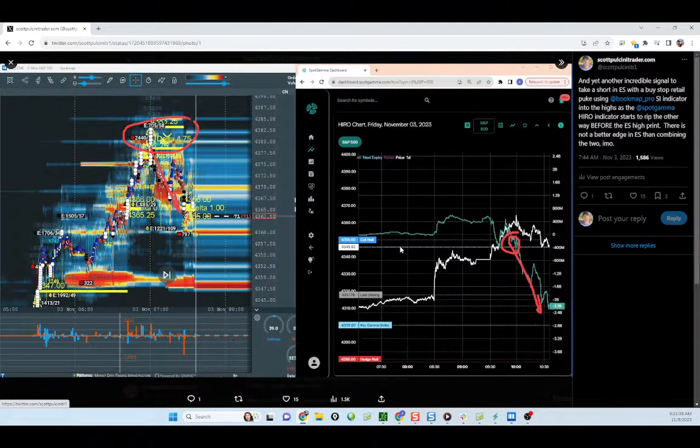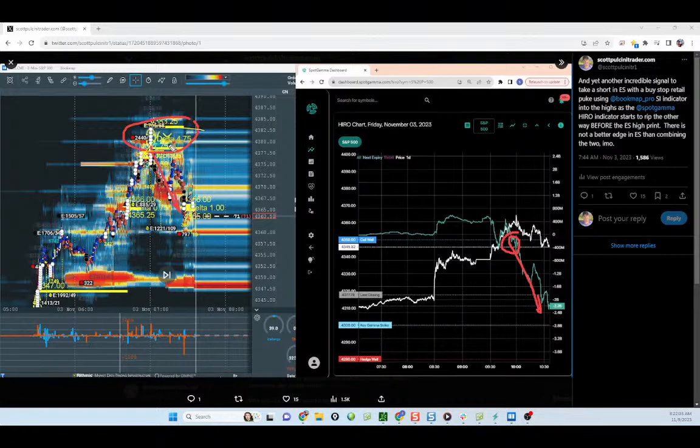Here's one here. Yet another incredible signal to take a short in the S while the buy stop retail. This is kind of like what we just saw in NASDAQ. I'm not saying this was the setup in the options, but it's a perfect example. You're using your Bookmap SI events and the rules we have around these, and then using this. So we already know, like in this instance, this day, this was last week or two weeks ago, whatever November 3rd was.